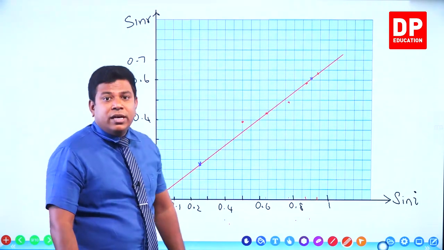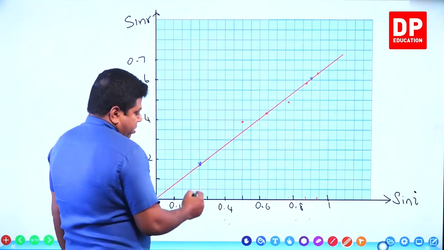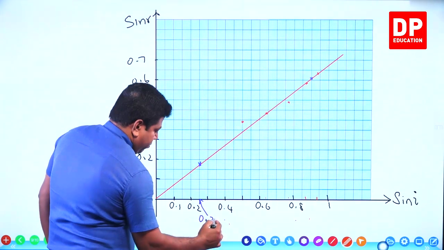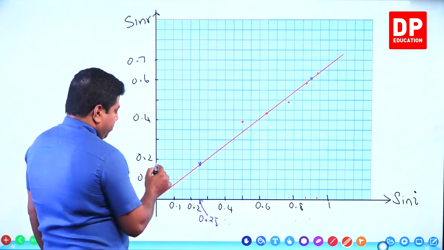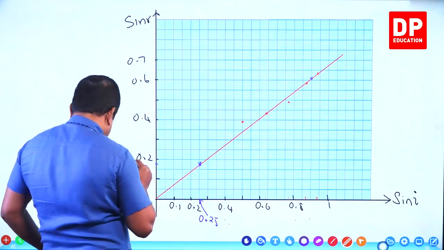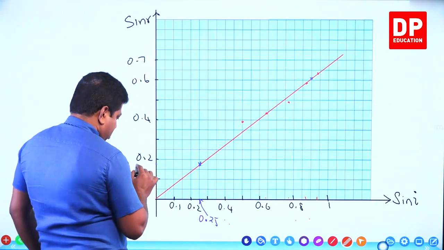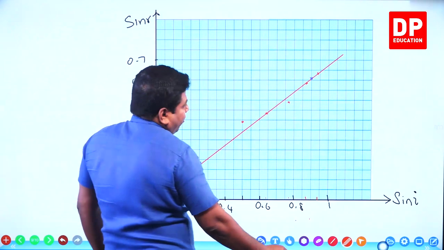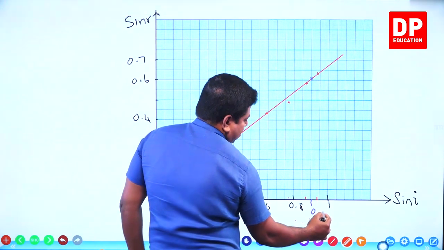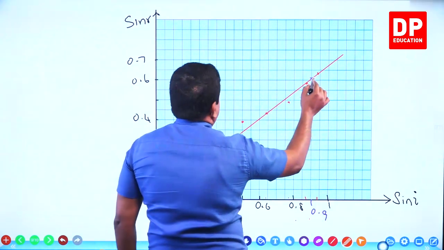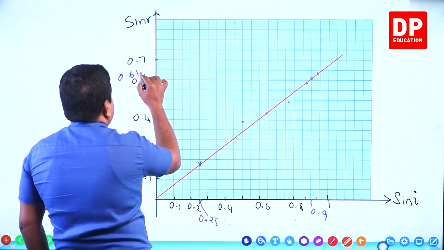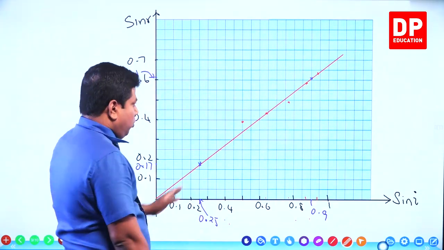Let's take those 2 points for the gradient calculation. If you look at this point, this is 0.25. What you get on the y-axis is a little above 0.15, so we can say 0.17. And here, this is 0.9, and this line is at 0.6, it can be 0.61. So, I've got 2 points on the line.